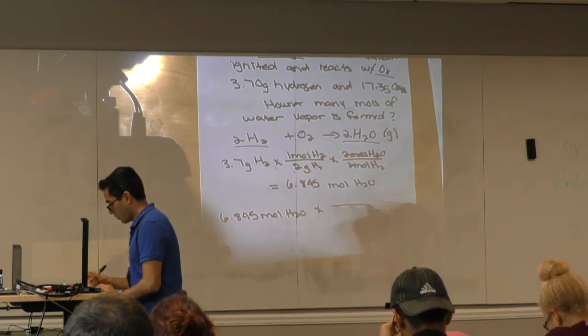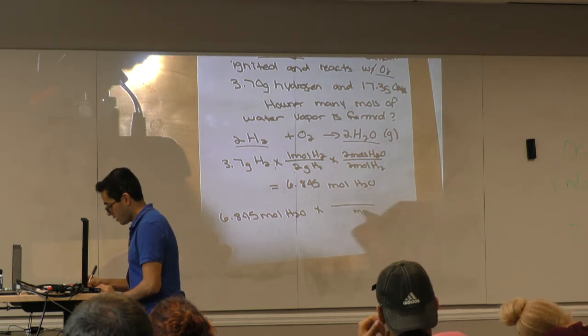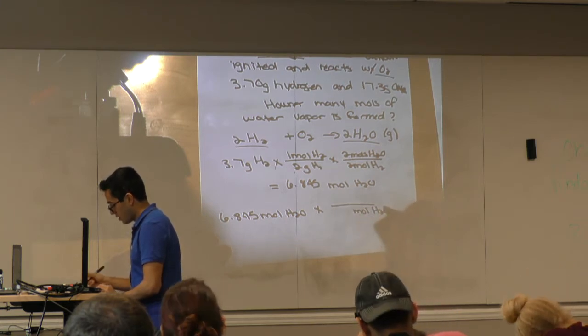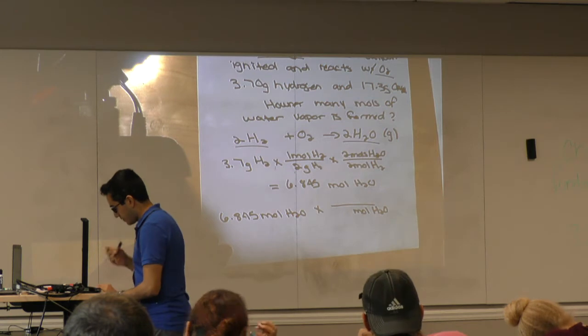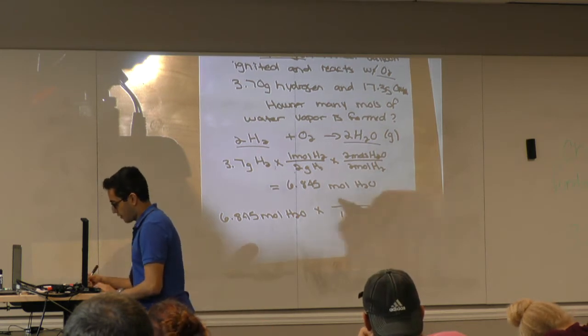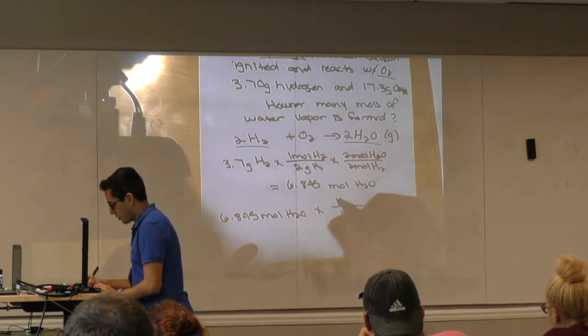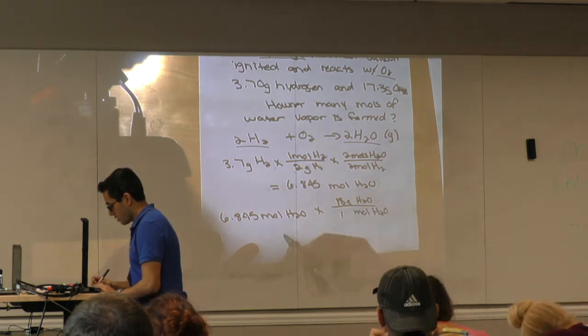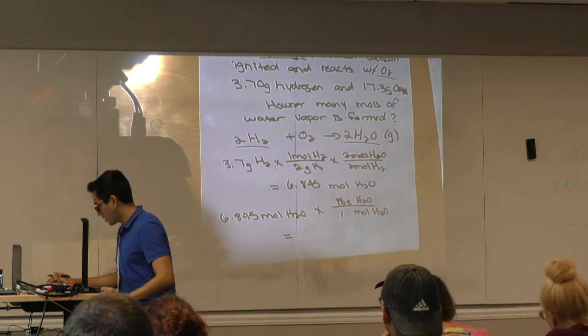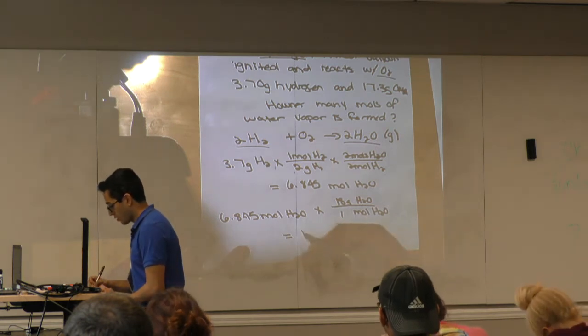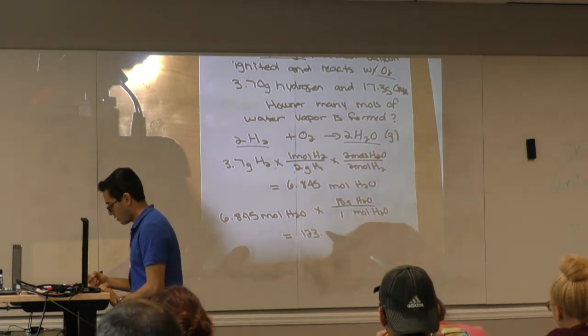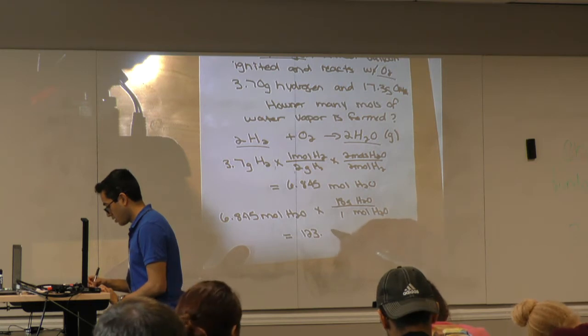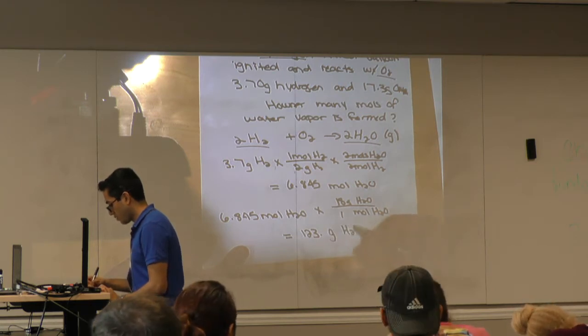We create our mole ratio. Moles on the bottom, we want to cancel that out. And then the grams on the top, and H2O is about 18 grams. And so you're left with 123 grams of H2O.